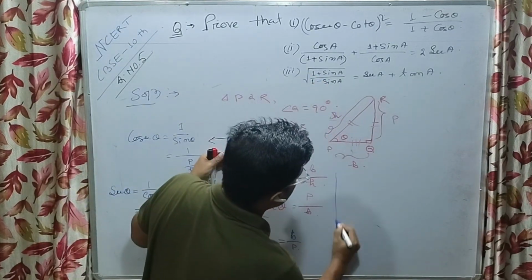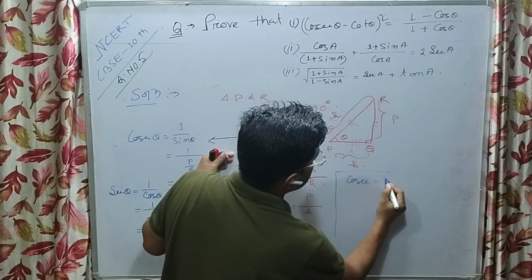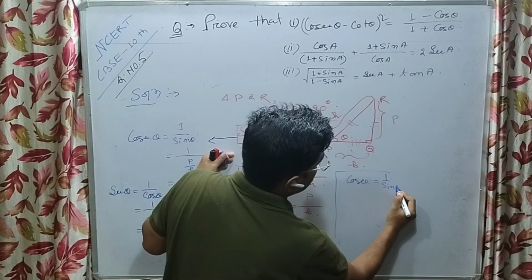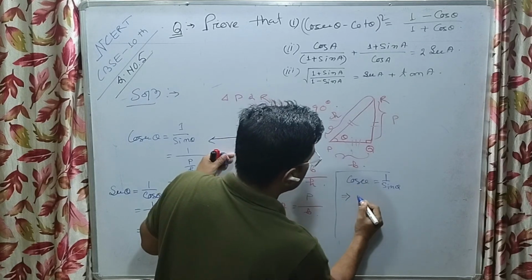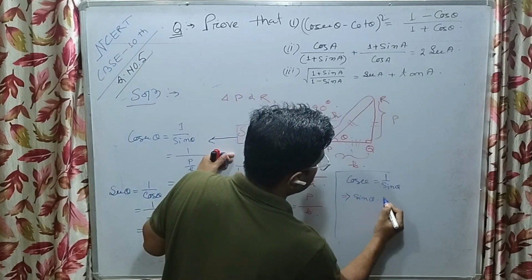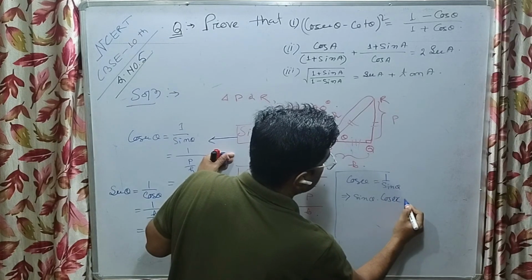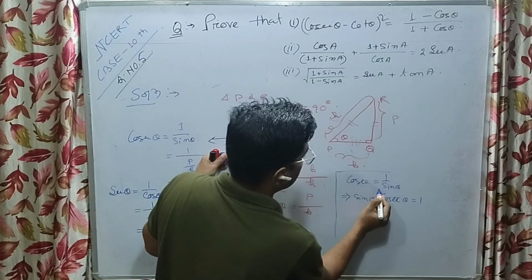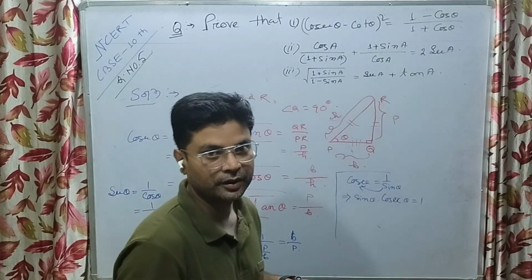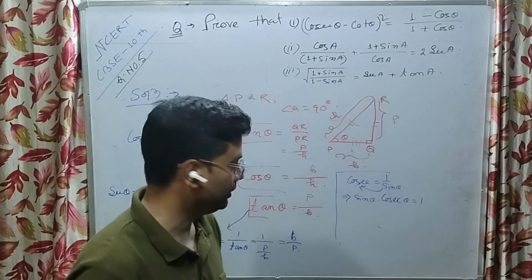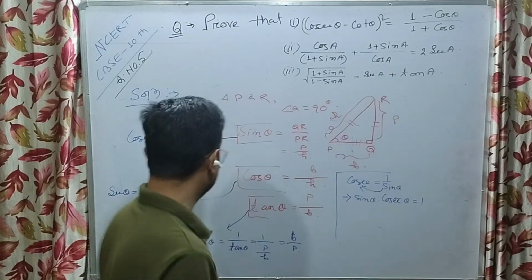See, observe closely. Cosec theta is equal to 1 by sin theta. This implies sin theta into cosec theta is equal to 1, by cross multiplication.